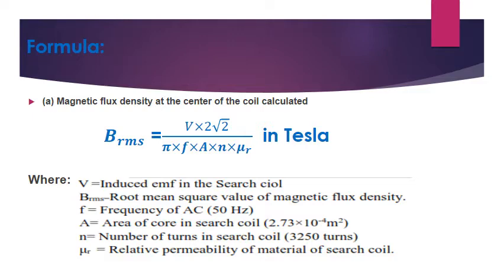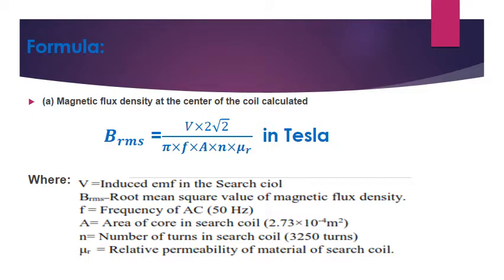The formula used in this experiment to determine the magnetic flux density at the center of the coil is the theoretical formula, which is: B_RMS = V × 2√2 / (π F A N μ_R). This will be in terms of Tesla, where V stands for the induced EMF in the search coil, and B_RMS is the root mean square value of the magnetic flux density.